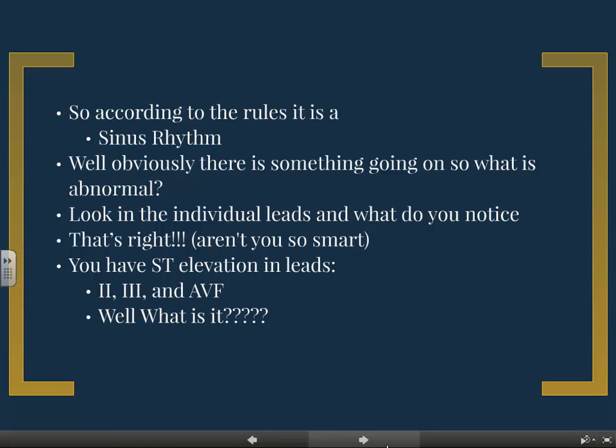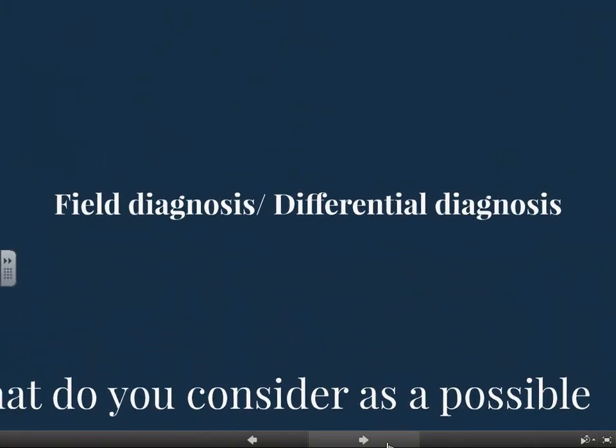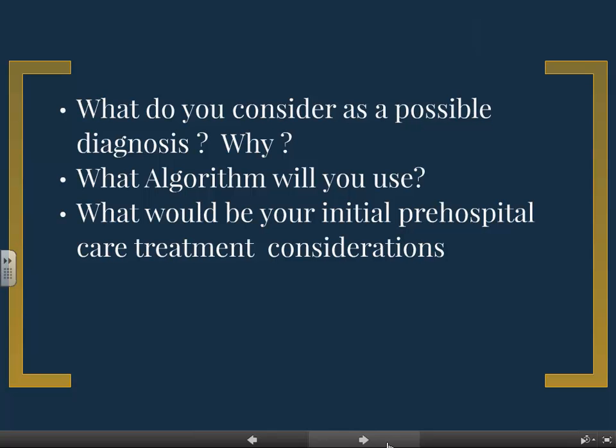Leads 2, 3, and AVF. All right. So on our EKG paper, it's the L there. What area is that? Inferior. What do you consider as a possible diagnosis? So we've got an inferior STEMI, right? So what algorithm were you going to use? I think I just heard you ask that. What algorithm would you use? Your ACS algorithm. Alright? You're going to use your STEMI algorithm.